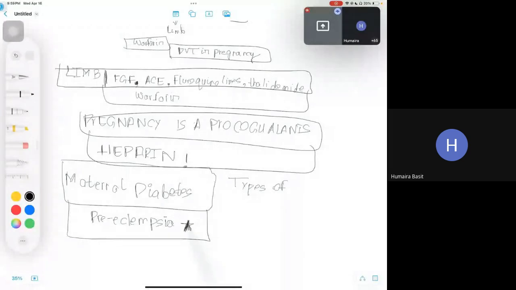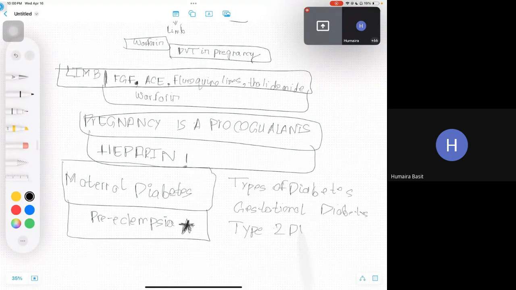But if the woman is having diabetes prior to the pregnancy and she now became pregnant, the most important thing that she is at risk of is preeclampsia. Preeclampsia, yes. Okay, and again, there are two types of diabetes: gestational diabetes, and the second one is type 2 diabetes or type 1.